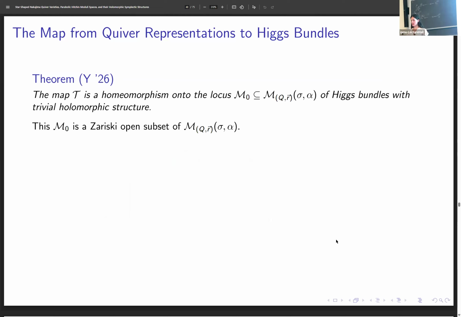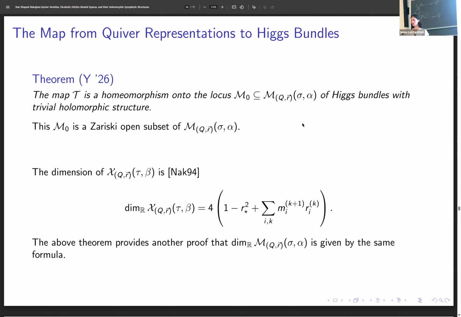So my next theorem is that this map T is a homeomorphism onto the locus of Higgs bundles with trivial holomorphic structure. This is a Zariski open subset of the Higgs bundle moduli space. So in particular, they have the same dimensions. Nakajima provides this dimension count using geometric invariant theory. And this shows that this is another way to see that the dimension of M is the same.